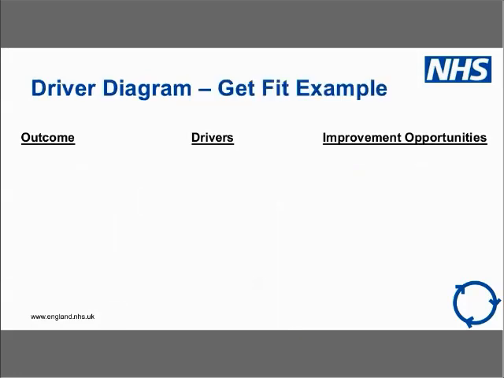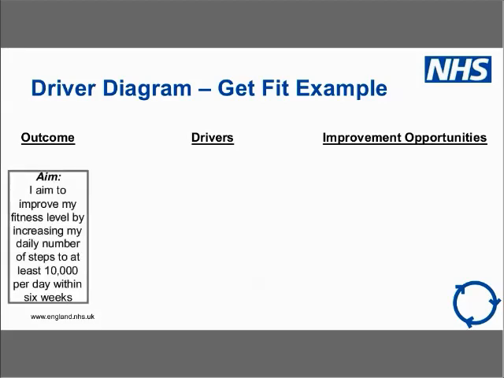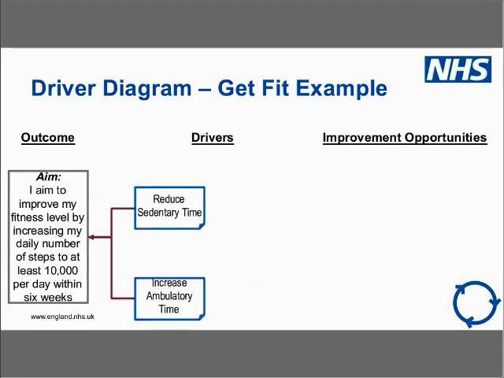So Get Fit for 2018 is back. The aim statement from the form that we just looked at: improve my fitness level by increasing activity. So what are the drivers of that? From what we were talking about before, I need to reduce my sitting at desk time and increase my ambulatory time. So sedentary time, ambulatory time, really posh words for sit less, move more.